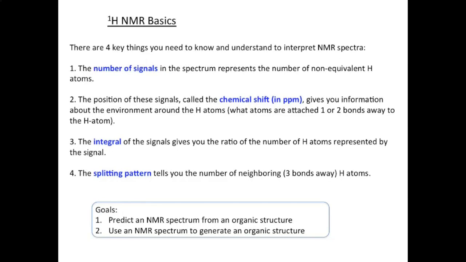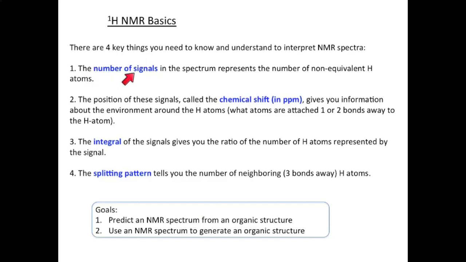Okay, in this video we are going to go over the basics of Proton NMR. There are really four key things you need to know to understand and interpret an NMR spectrum. Our goals are really to be able to predict an NMR spectrum from an organic structure or use an NMR spectrum to generate an organic structure. Again, four key things we need to know. So in this video we're going to go over these four items.